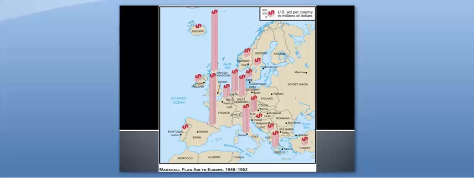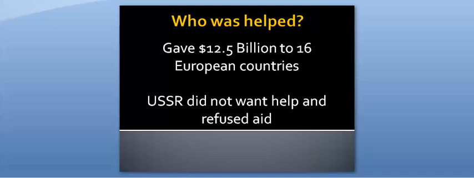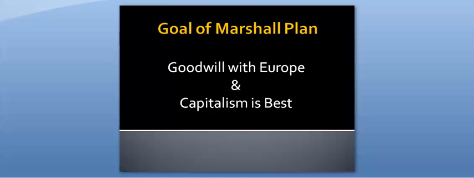And here you can see some of the countries and kind of how much money we gave to each country. In the end, the Marshall Plan actually resulted in 16 different European countries receiving $12.5 billion, with a B, dollars in aid from the U.S. The Soviet Union actually did qualify for the help, but they refused the money, so they didn't want our help. Ultimately, the goal of the Marshall Plan was to create goodwill with these recovering countries and to show them that capitalism works and makes a country prosperous, so kind of to promote our ideas to them.